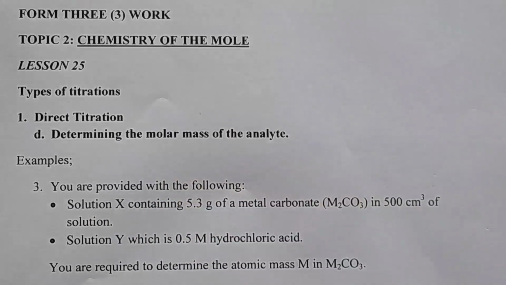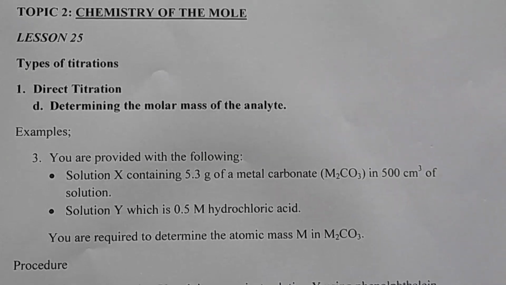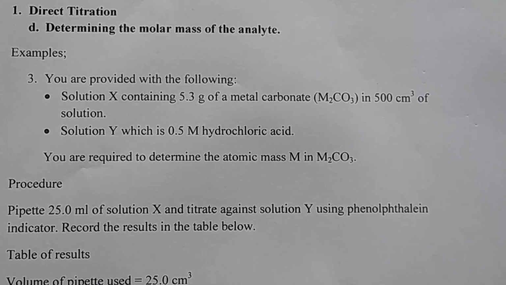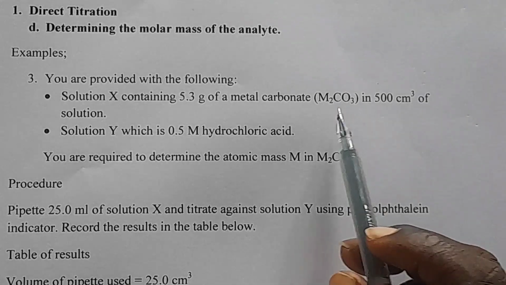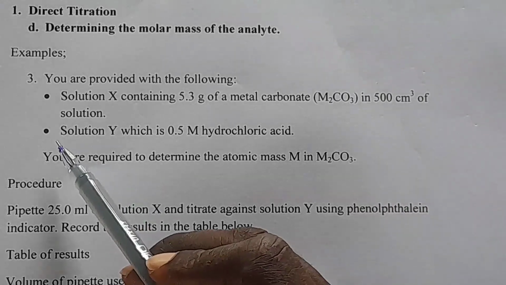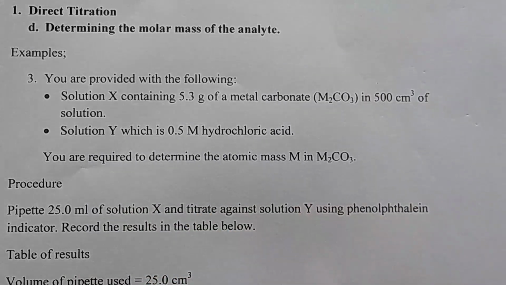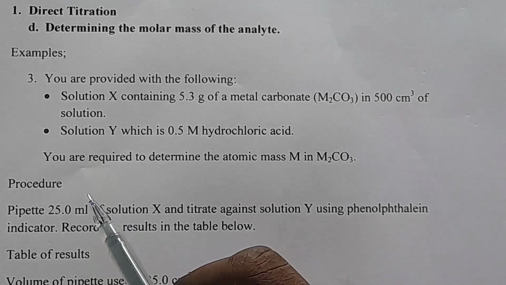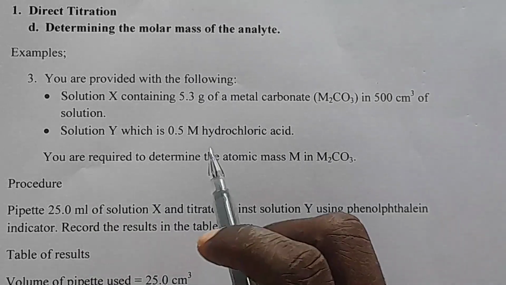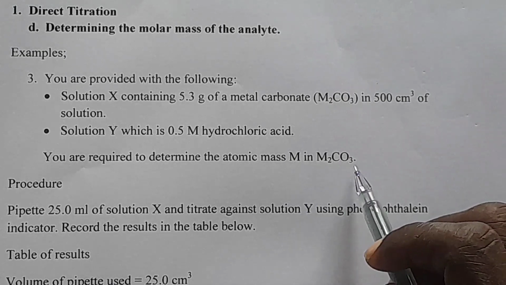So example number 3, we are told you are provided with the following. Item 1: solution X containing 5.3 grams of a metal carbonate, written M2CO3, in 500 centimeter cube of solution. Item 2: solution Y, which is 0.5 molar hydrochloric acid. The aim of this titration experiment is to determine the relative atomic mass of M in M2CO3.